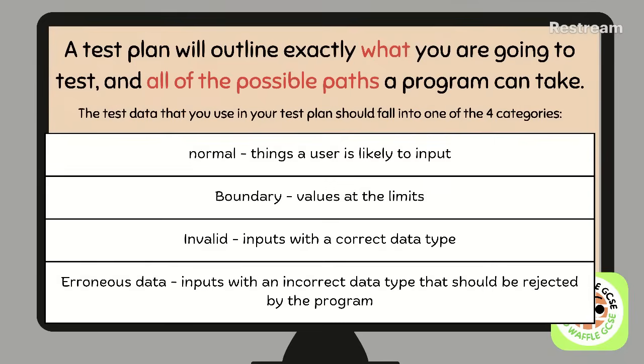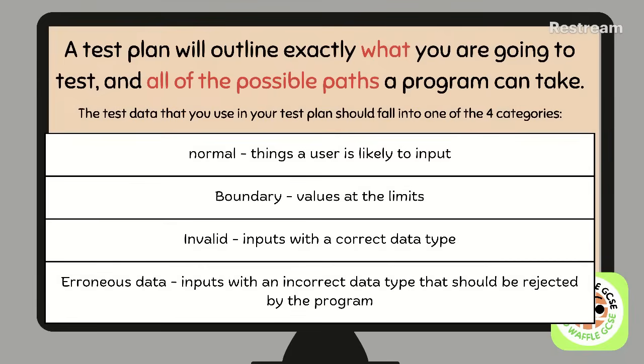For example, if the range of values you can enter for your age is between 1 and 100, and you put in an age of 1 or 100, that is the limit, so it is boundary data. Invalid data is input with a correct data type but is not valid. For example, if you say your age is 120, it's the correct data type, it's an integer. However, it's not what's being asked for, therefore it's invalid.